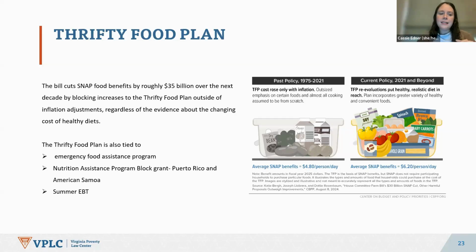Thrifty Food Plan is tied to emergency food assistance programs, a nutrition assistance program block grant. So Puerto Rico doesn't have the same SNAP that we have. They have a block grant for SNAP. It's tied to that, and then it's tied to summer EBT or summer meals that kids get during the summer.